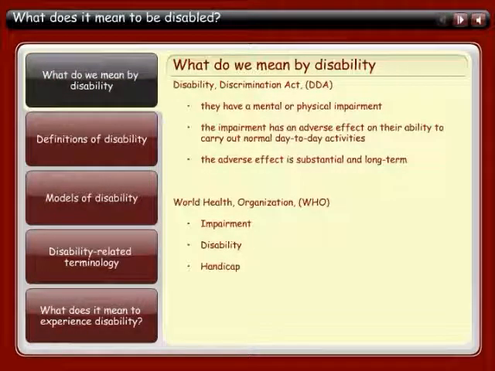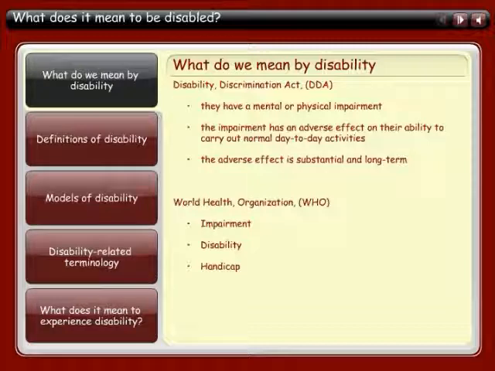What do we mean by the term disability? Disability groups and other organizations may have their own definitions of disability. Two definitions are presented here. One is developed for the Disability Discrimination Act, DDA, and the second, from the World Health Organization, WHO.